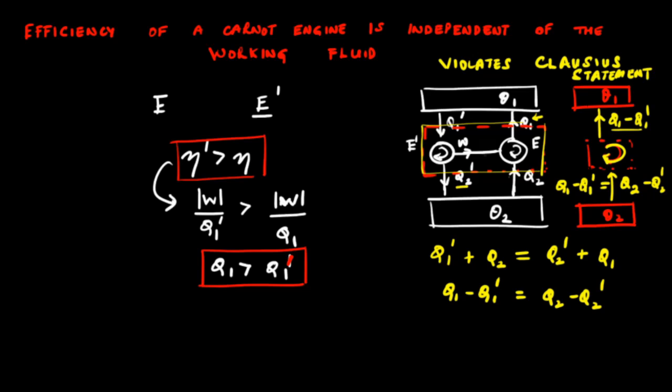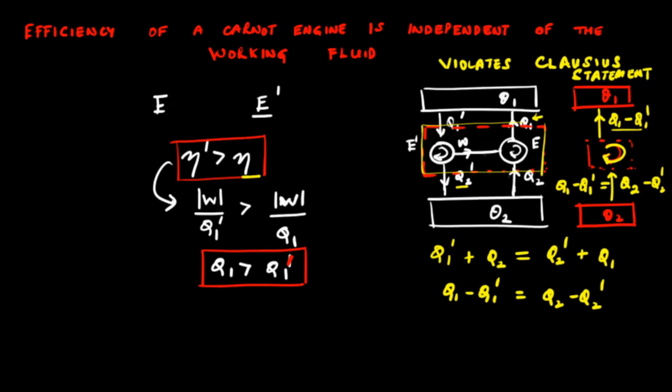And we have already seen that the Clausius statement and the Kelvin-Planck statement are equivalent. So this assumption that the efficiency of the Carnot engine E prime is greater than the efficiency of another Carnot engine operating with a different working substance is a violation of these simple statements, that is the Clausius statement and the equivalent Kelvin-Planck statement. So our assumption that the efficiency of engine E prime is greater than the efficiency of engine E, and these engines are operating with different working substances, is a violation of the Clausius statement.